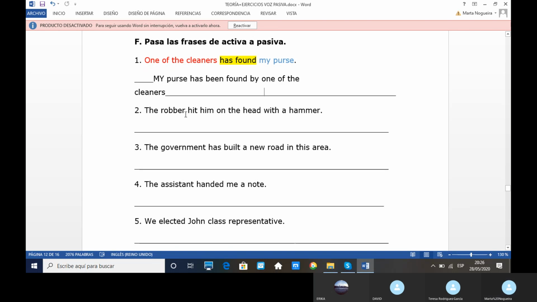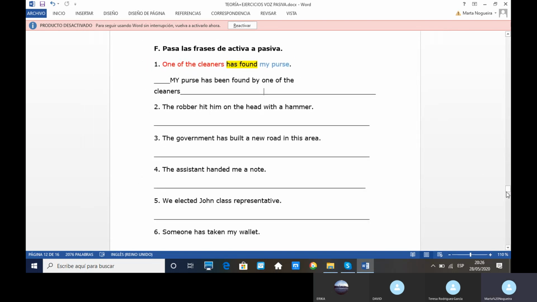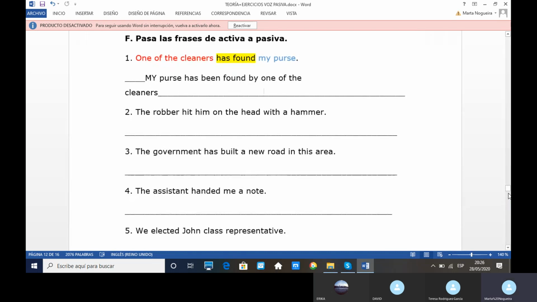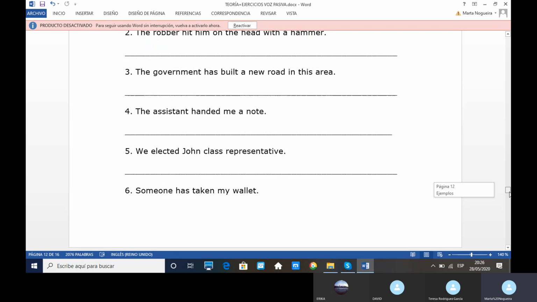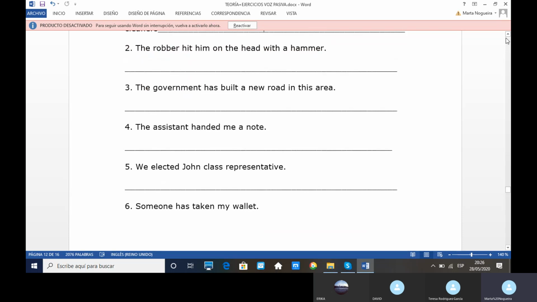¿Ok? So, you're going to do up until 11. 11 included. And in here, guys, this is a mix of sentences. ¿Ok? So, you have to work out which tense it is, okay? It is present, it is future, you have to know it.